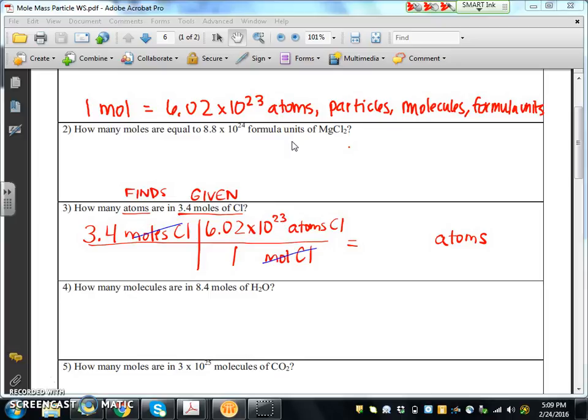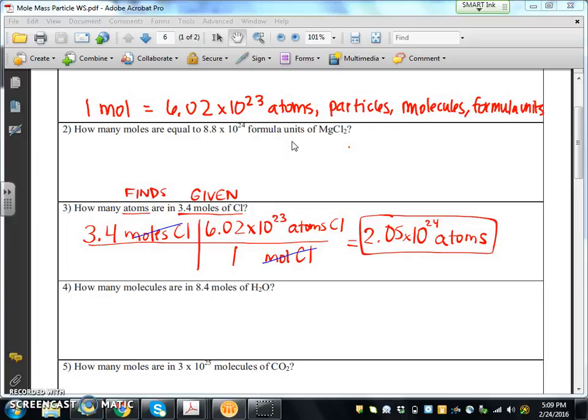So when I put this in the calculator, I say 3.4 times 6.02 times 10 to the 23, and I remember to put Avogadro's number in parentheses, and I will get 2.05 times 10 to the 24th atoms. And I'll box in my answer.